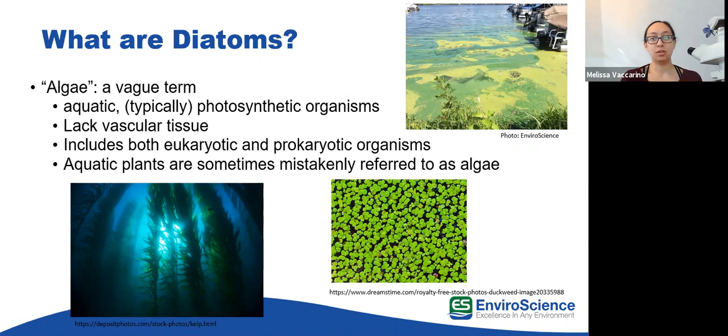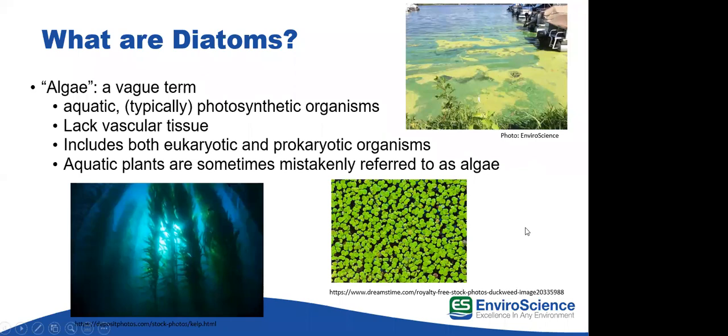So the difference between algae and plants is that algae lack vascular tissue. For example, this picture of some sea kelp, even though they can be very large, they're still not technically plants. Versus over here, you have some duckweed, which are very small, but they have vascular tissues. And then up here is some cyanobacteria. And again, these are bacteria. So very different groups of organisms can be described by the word algae.